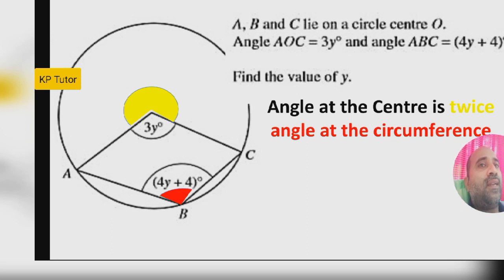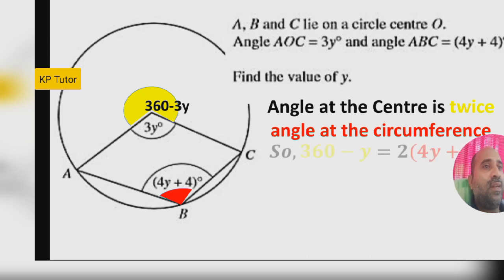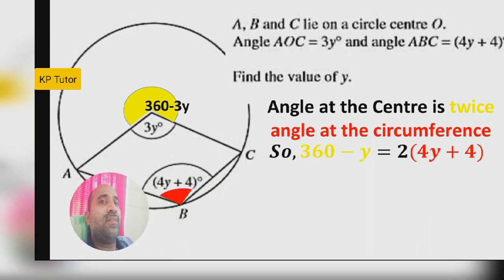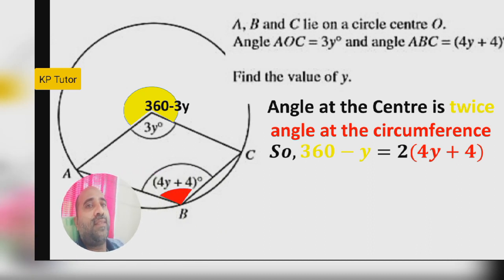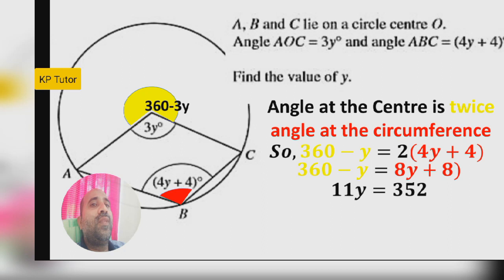So how can we connect this angle at the center, that yellow marked angle, how much? This angle at the center means angles at a point, 360 minus 3y, right? That is 360 minus 3y. Then we can connect that angle at the center and angle at the circumference. So that is 360 minus 3y is equal to twice the angle at the circumference, so 2 times (4y plus 4). Then we can do some algebraic work. We'll get the answer. 11y is equal to 352, y is equal to 32.